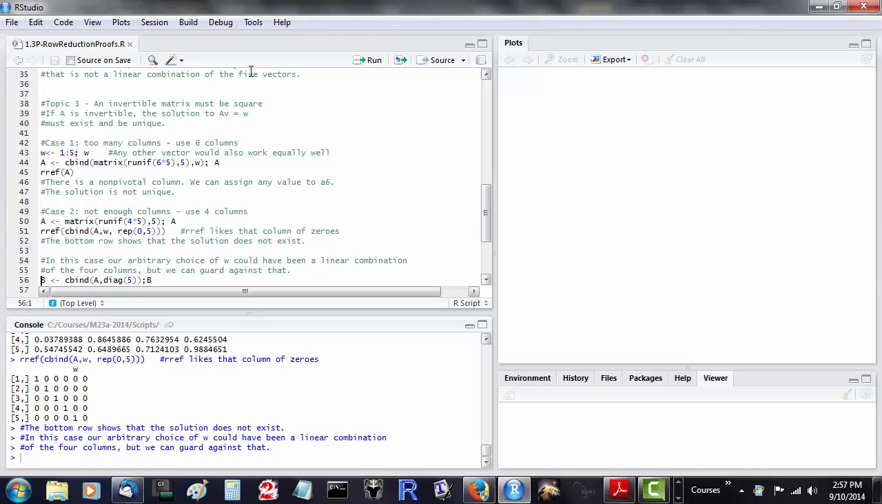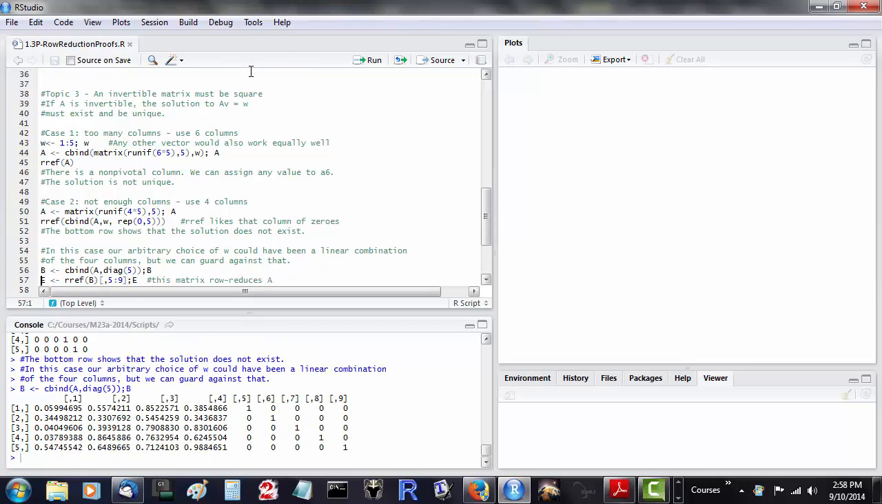Now there's a slight problem with the second part of my proof. I might accidentally have chosen a W on the right-hand side that happened to be a linear combination of the 4 columns. If I want to guard against that, I have to append a 5 by 5 identity matrix and go through the row reduction argument again.